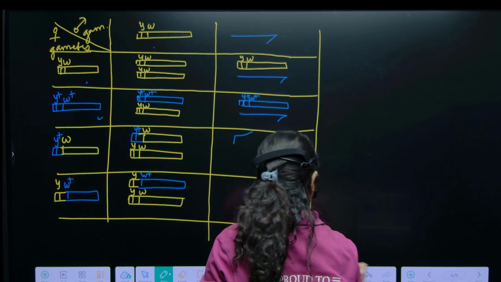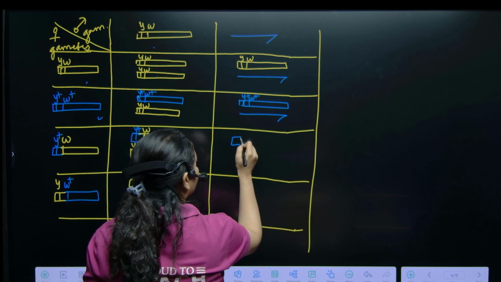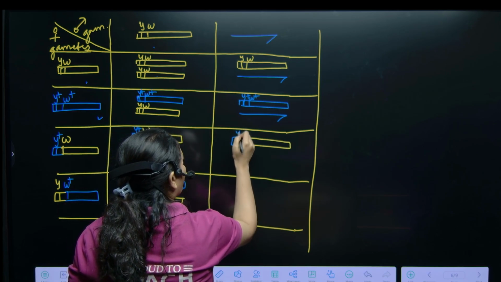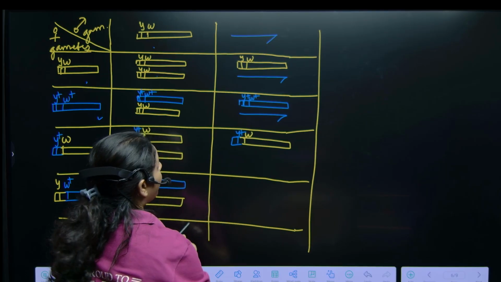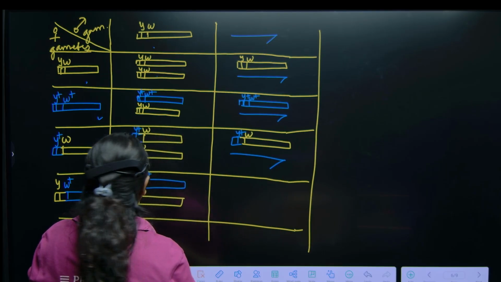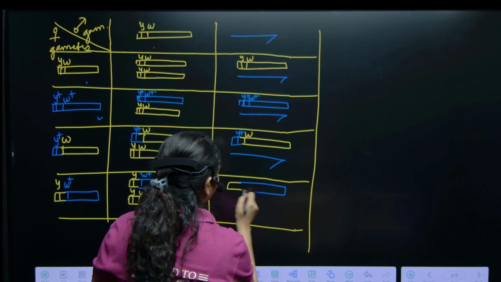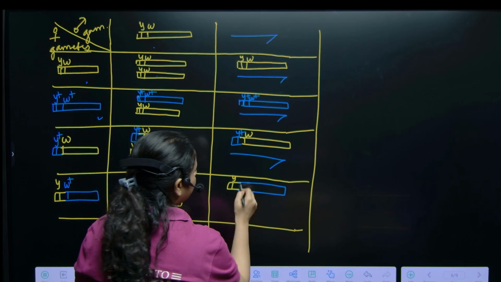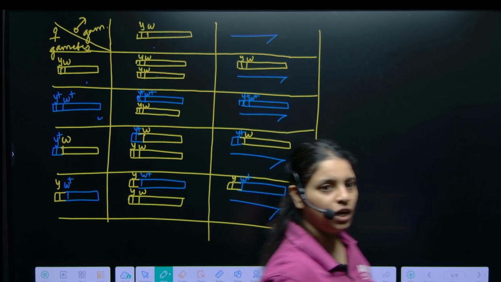Half blue, right? Half blue, and then yellow. Write it Y plus W. And then the Y chromosome. And last, yellow, blue, we have Y, and then W plus another Y chromosome. Okay, so we have all the offspring.